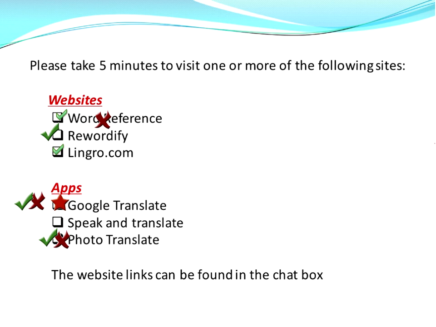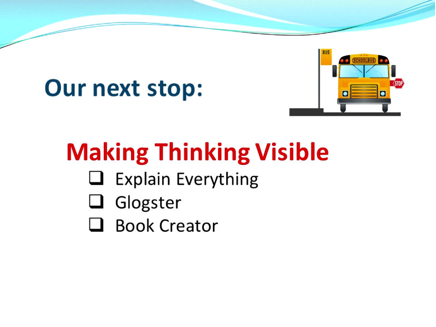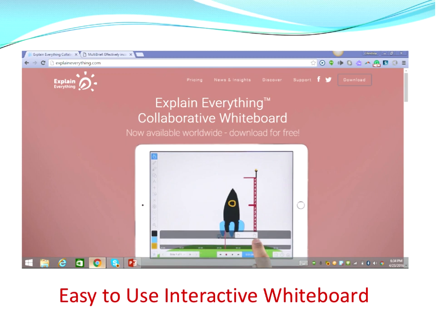Thank you. We'll move to our next stop on our journey today, and that is making thinking visible. So today we're going to talk about Explain Everything, Glogster and Book Creator. Explain Everything is a wonderful tool because it's an interactive whiteboard, and it records everything the child is thinking and saying and doing. And that's why I really like Explain Everything.